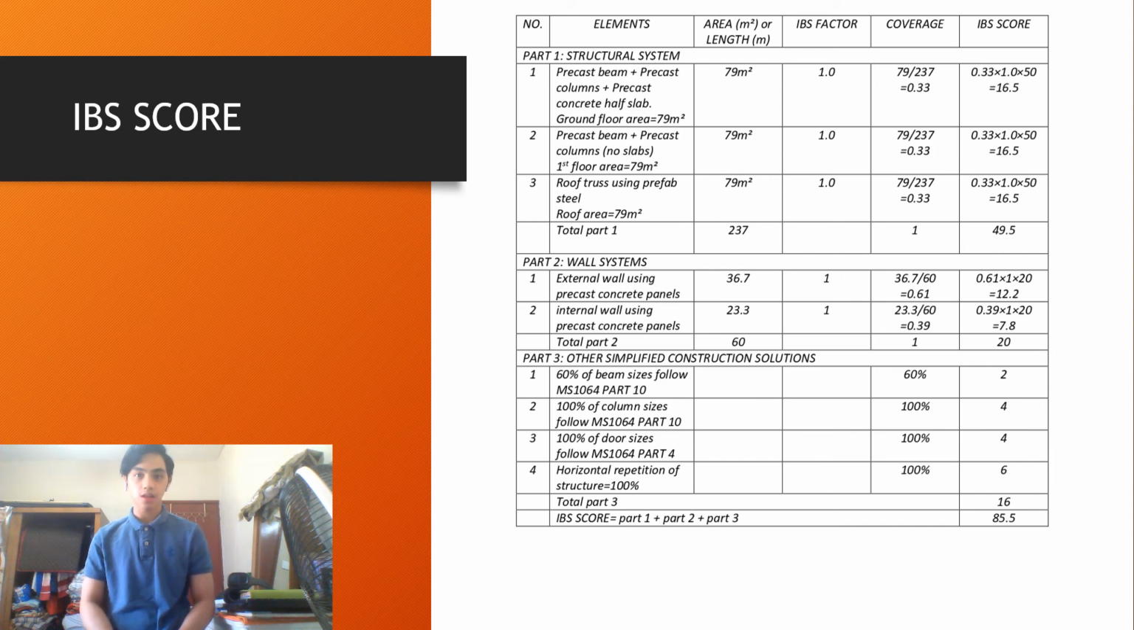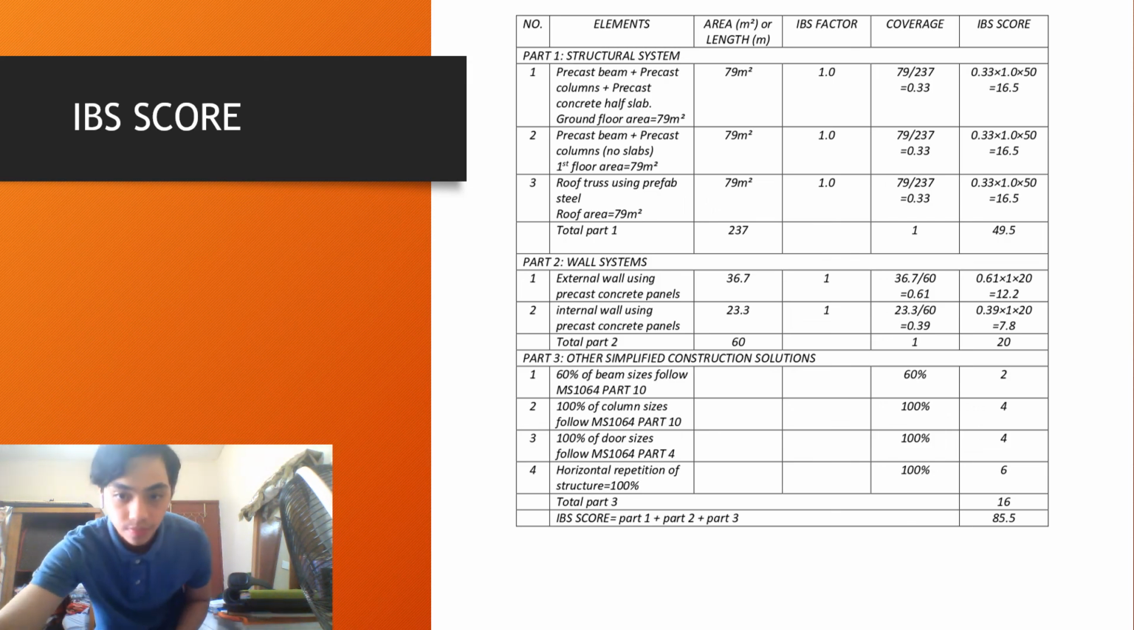To find the IBS score, you need to add all 3 parts, which is part 1 plus part 2 plus part 3. You need to calculate 49.5 plus 20 plus 16, and then you'll get the final IBS score of 85.5% for my house project.